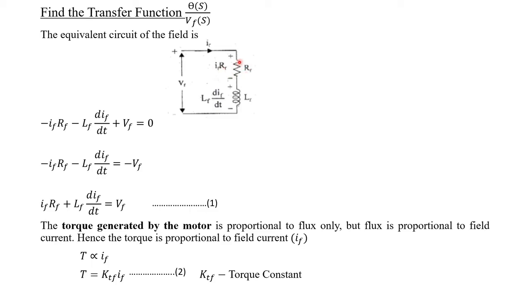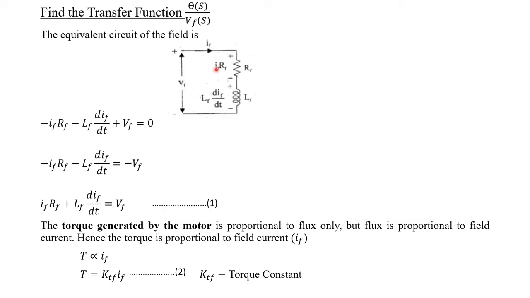Similarly, the same current is flowing through the inductor, and this will make a drop of L into di by dt. So here the inductor drop is LF into dIF divided by dt. This VF as well as IF will be functions of time, but we are simply representing them as VF and IF. Otherwise it would be VF of t and IF of t.